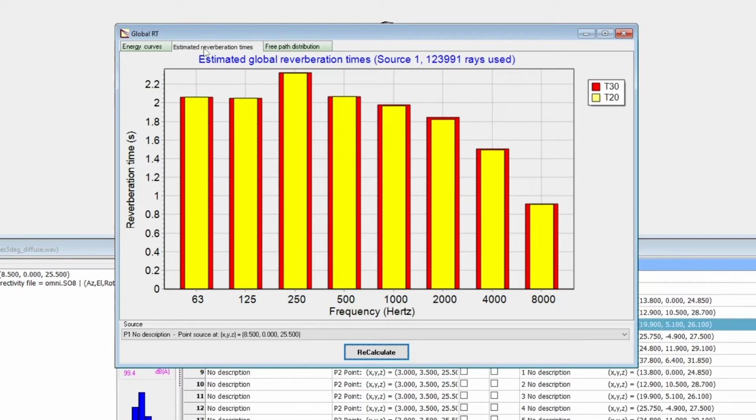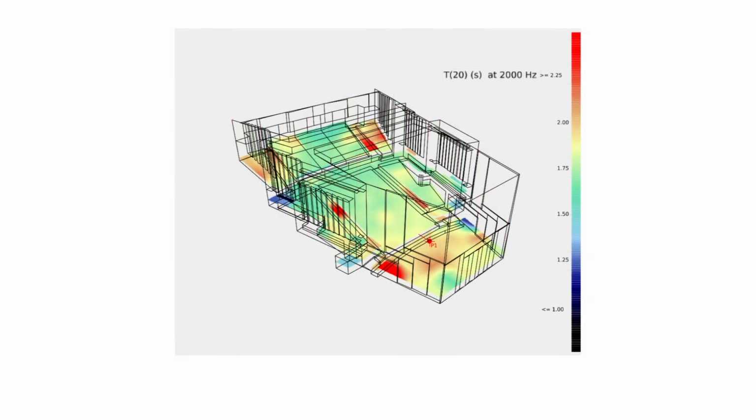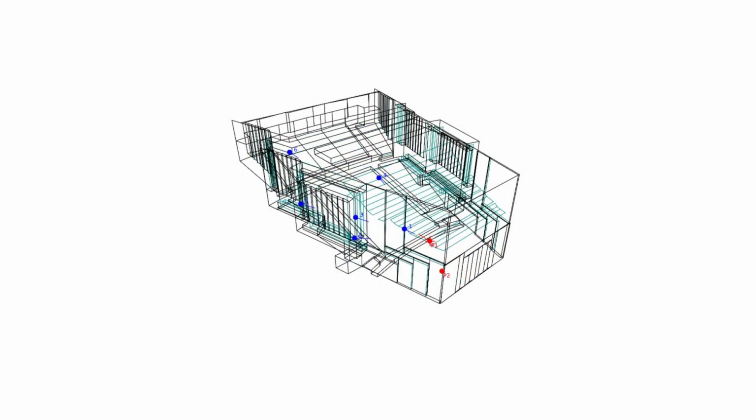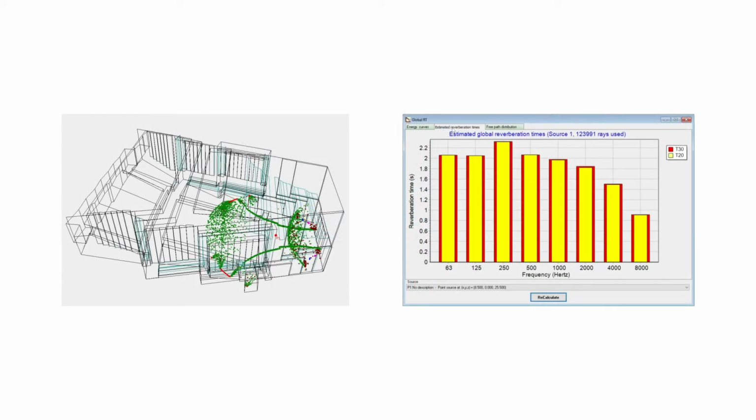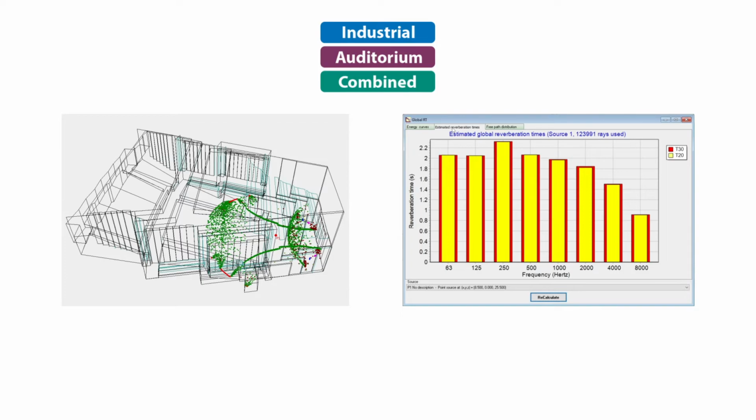If you are interested in average reverberation for the whole room, these global estimates are more reliable than statistical formulas like Sabine, since the global estimates do take into account the geometry of the room via the particle tracing. However, keep in mind that parameters such as reverberation time will vary at different positions. So, you might still want to use point responses for projects and for comparing against measurements. 3D Billiard and Global Estimate are available in Editions Industrial, Auditorium, and Combined.